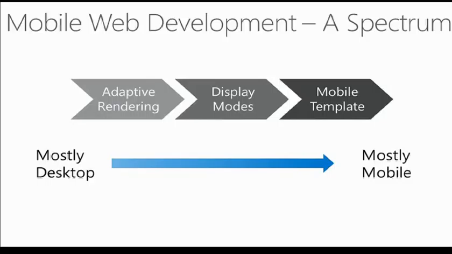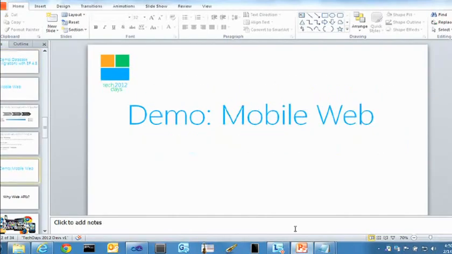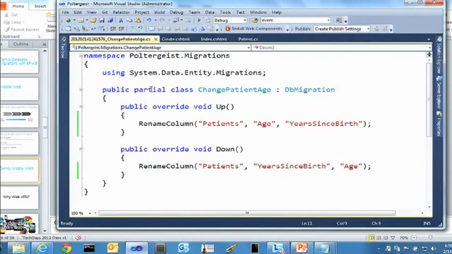At one end, you can do what's called adaptive rendering, which basically means you just write one version of your site, and you can use our standard CSS techniques to make sure it works on a tablet or on a phone. We have a feature called display mode that allows you to do overrides on a per device or per capability basis within your view templates. And then we also have a fully mobile enabled template that takes advantage of jQuery mobile that you can use. And let's see some demos of that in action. So, hey, let's go back to our Poltergeist site.